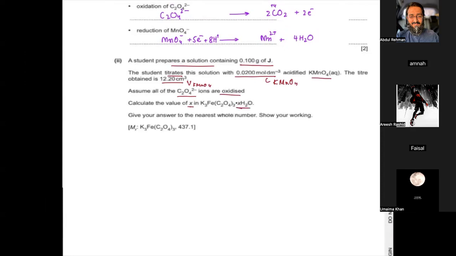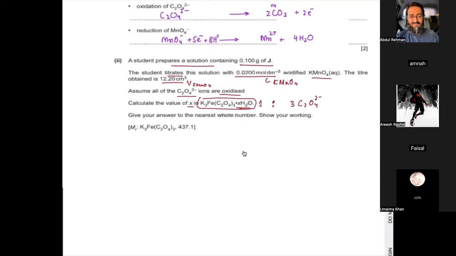Okay, so if you see, this whole is one compound and this one is going to give you 3 moles of C2O4 2 negative. Isn't it? Is this point understandable to all of you? Okay.